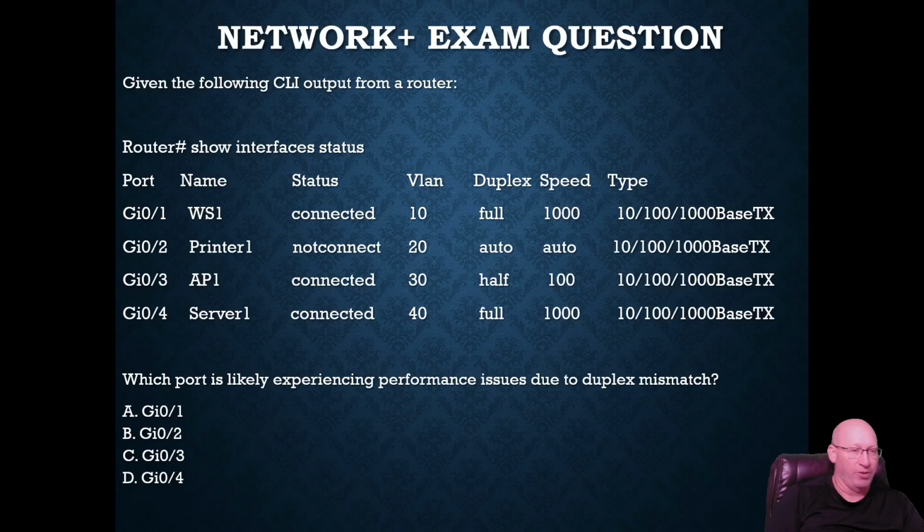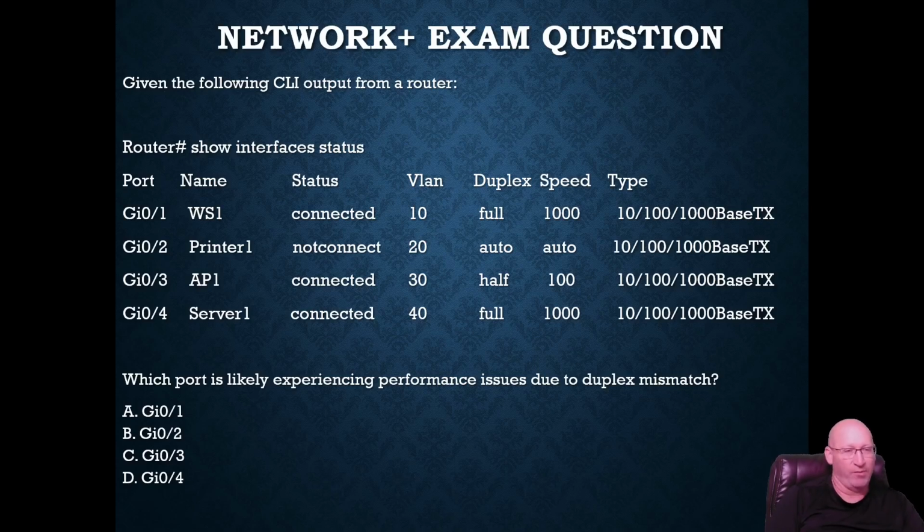Now, a lot of you probably went to Gi0/2, looked at Printer 1 and said, oh, it's not connected, that must mean it has a performance issue. No, that is a connection issue because it's not connected. So that's not what we're asking here. So Gi0/2, Printer 1, is not going to be our answer, because that has a connection issue, not a performance issue. And there is a differentiator between the two. So we can get rid of number 2. That leaves 1, 3, and 4.